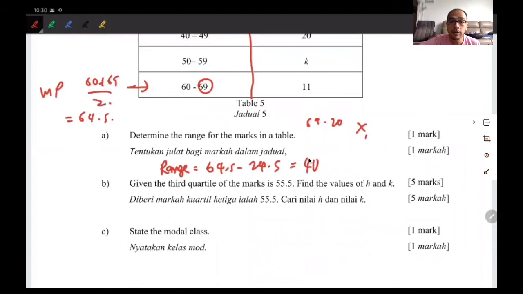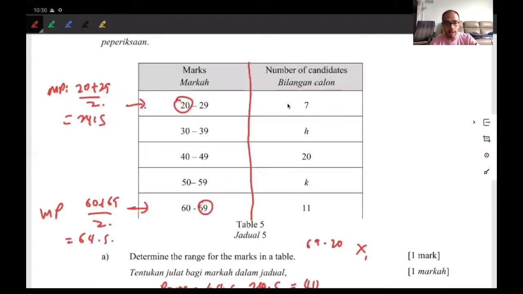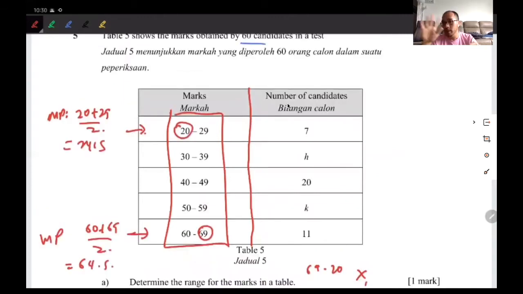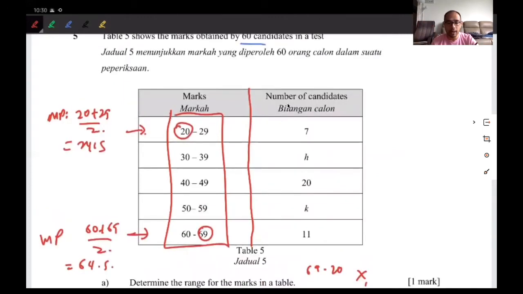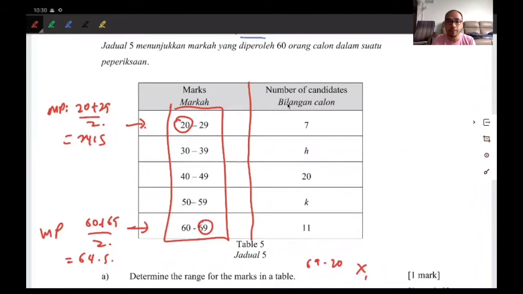Be very careful with this, because range is a very simple question. You shouldn't be making mistakes like this. If it is collected data, make sure you use the midpoint, because only the midpoints matter. If it is uncollected data, then you arrange the values in order, and it's the last value minus the first value. But because this is grouped data, we only take into account the midpoint.